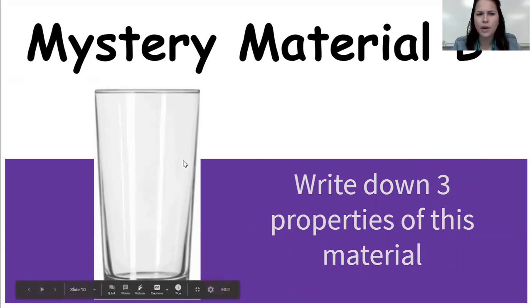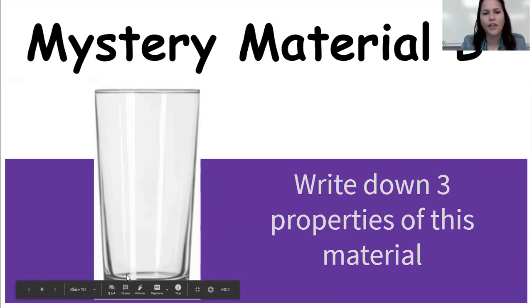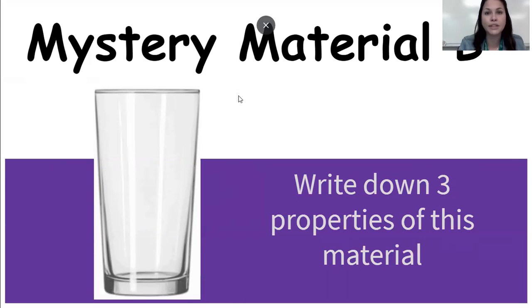Now, Mystery Material B is this right here. I want you to look at it and think to yourself, what material is this? Not what object is it? I know it's a cup, but what material is this cup made out of? For Mystery Material B, think about what material this cup is made out of and write down 3 properties of this material. Is it hard or soft? Is it flexible? What color is it? Is it smooth or rough? Write down 3 properties of Mystery Material B. Pause this video if you need a little more time.